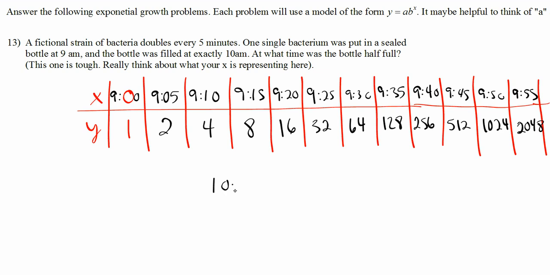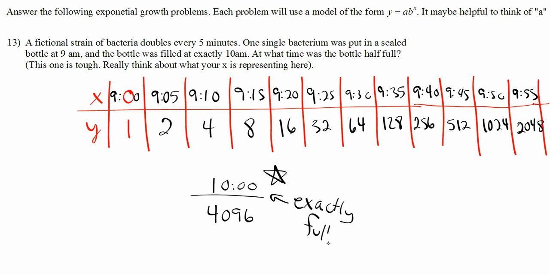And then what happens at 10 o'clock? We go to 4,096. Okay, so what is important about this 10 o'clock? 10 o'clock, we are exactly full. Exactly full. And what does it ask us? At what time was the bottle half full?